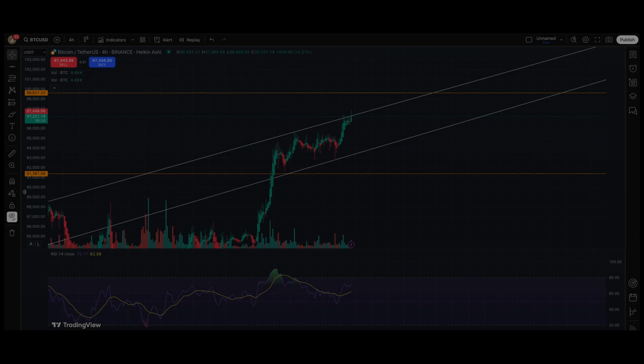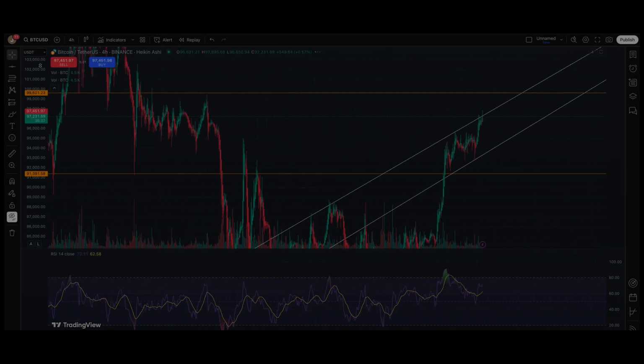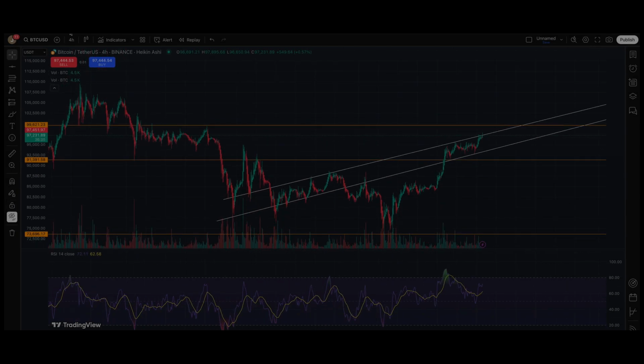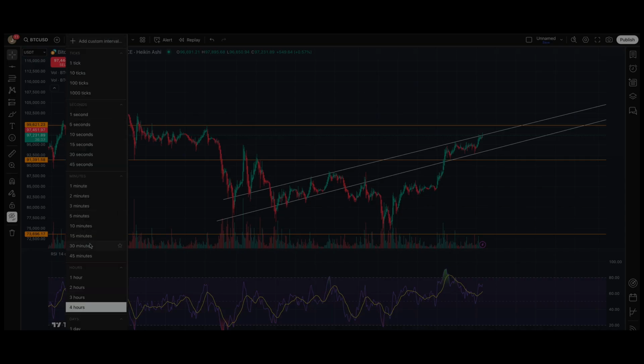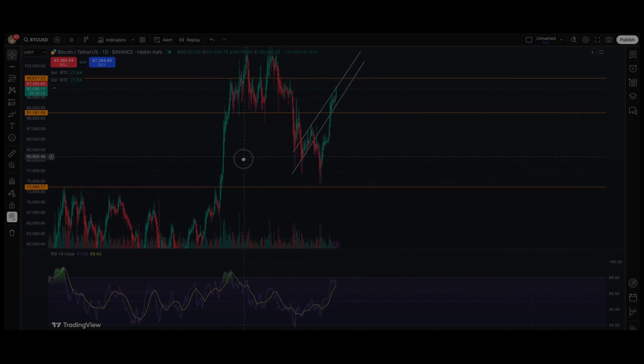Okay, welcome back. This is Bitcoin BTCUSDT. Currently on Friday, the 2nd of May, and it's 4:23 UK time. So let's quickly flick to the day chart.